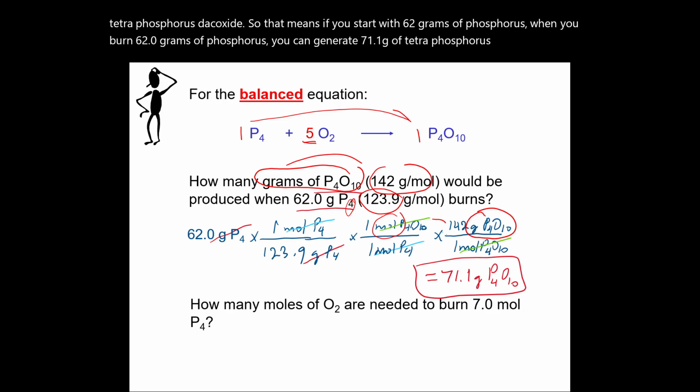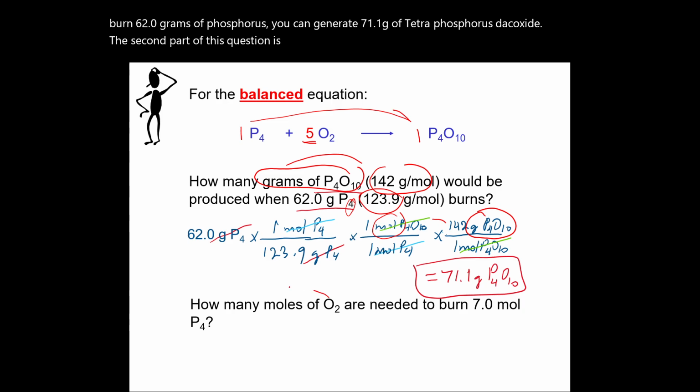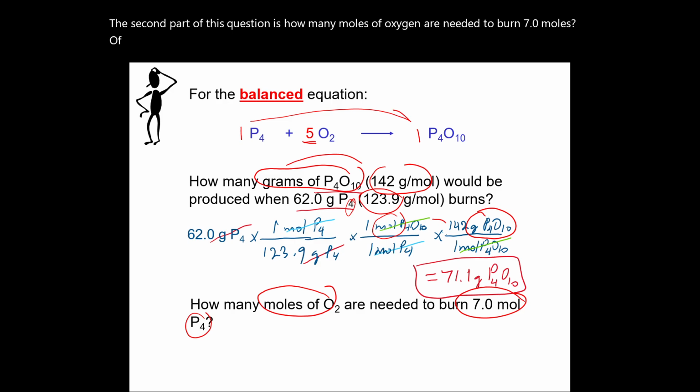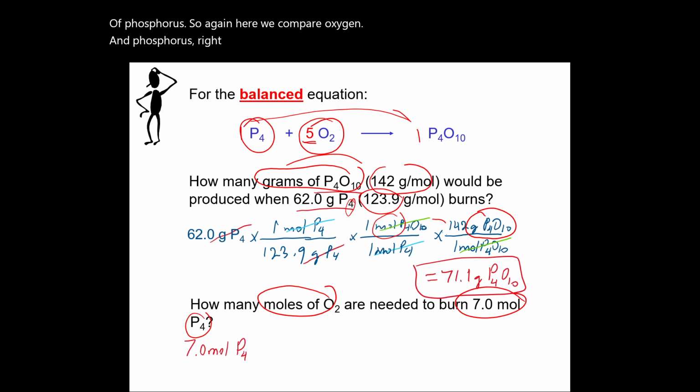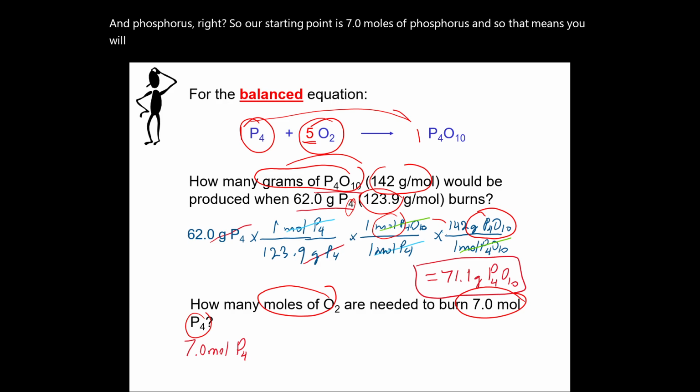The second part of this question is how many moles of oxygen are needed to burn 7.0 moles of phosphorus. So again, here we compare oxygen and phosphorus, right? So our starting point is 7.0 moles of phosphorus, and so that means you will need 7 times. So when you multiply this by 7, that will be 35. So you can solve that.